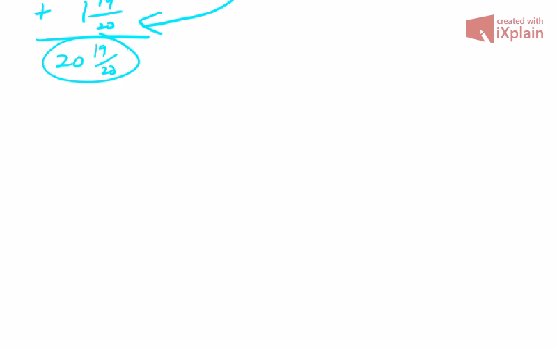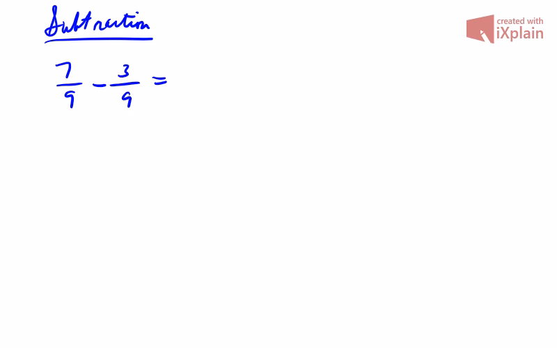Okay, now we're going to take a look at subtraction. Typically, whenever you subtract, for example, 7 ninths, and you subtract from that 3 ninths, you have a like denominator. It stays the same, and then you subtract 3 from 7, which is 4. So 4 ninths is your final answer.